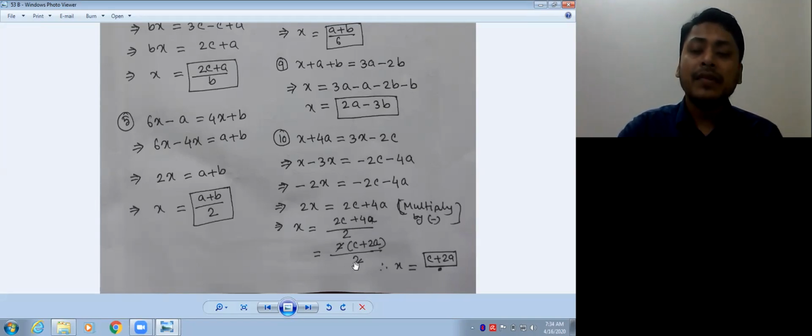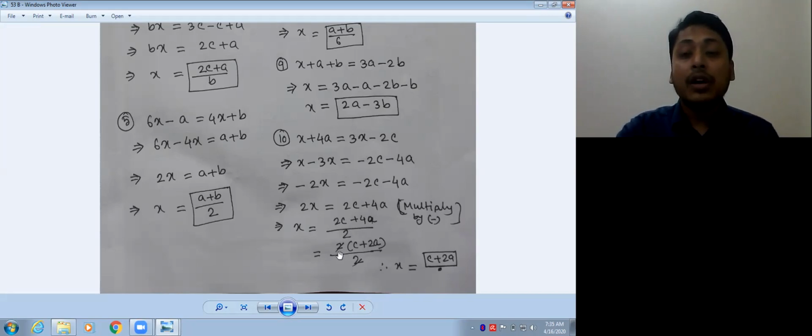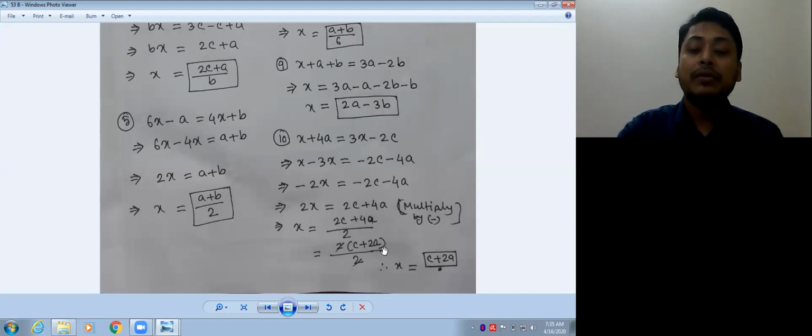If you follow this one, this is called the common. This common policy, common technique is a very good thing. Okay, so take common 2 here. I told you common means division. So take common 2 means divide by 2. So 2 and 2 divide, there will be 1, and 4 and 2 divide, there will be 2. So 2 and 2 cut down. Finally we got x equals c plus a.